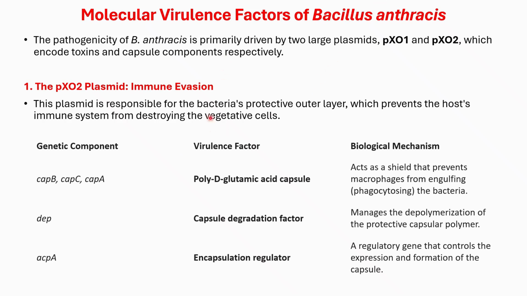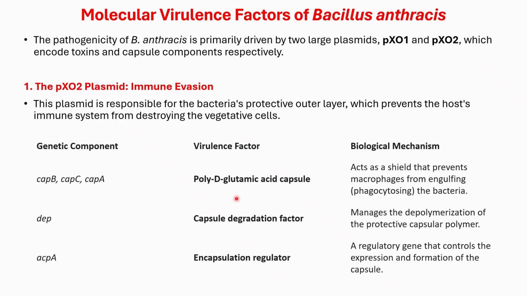The capsular virulence of Bacillus anthracis is controlled by a cluster of genes encoded by the pXO2 plasmid. The first set is capA, capB and capC. It codes for the poly-D-glutamic acid capsule, which acts as a shield that prevents macrophages from engulfing, or phagocytosing, the bacteria. The next is the dEB gene.